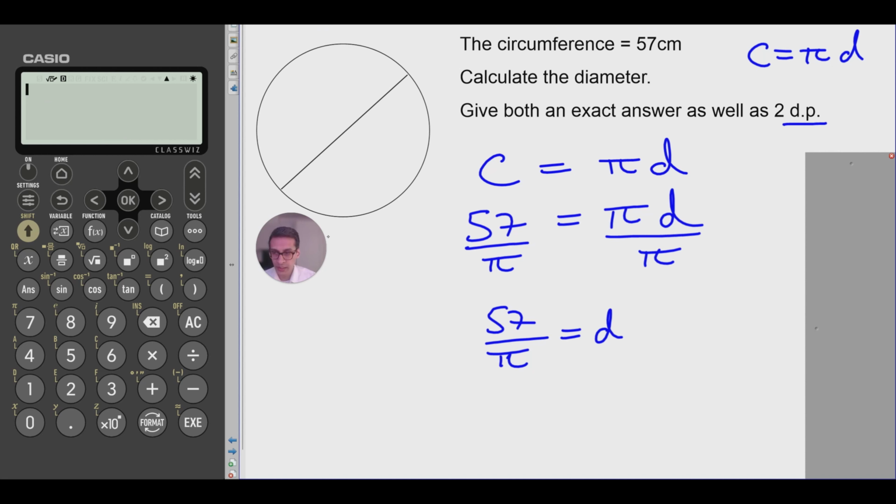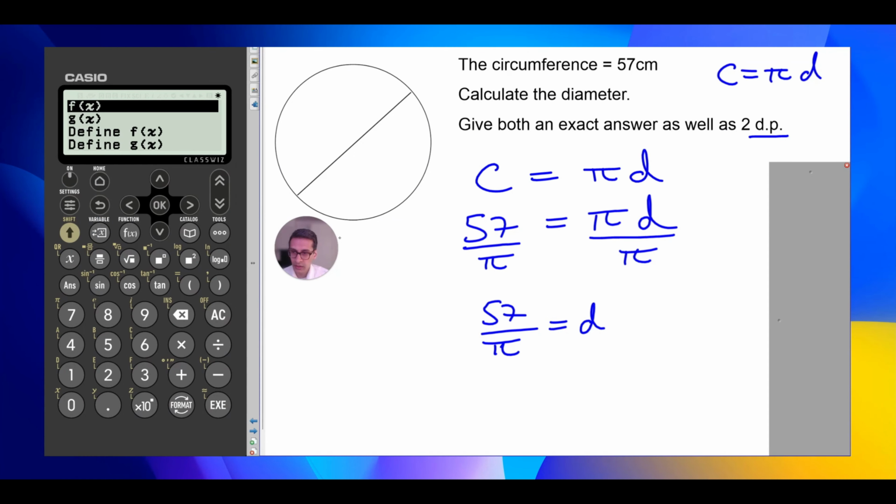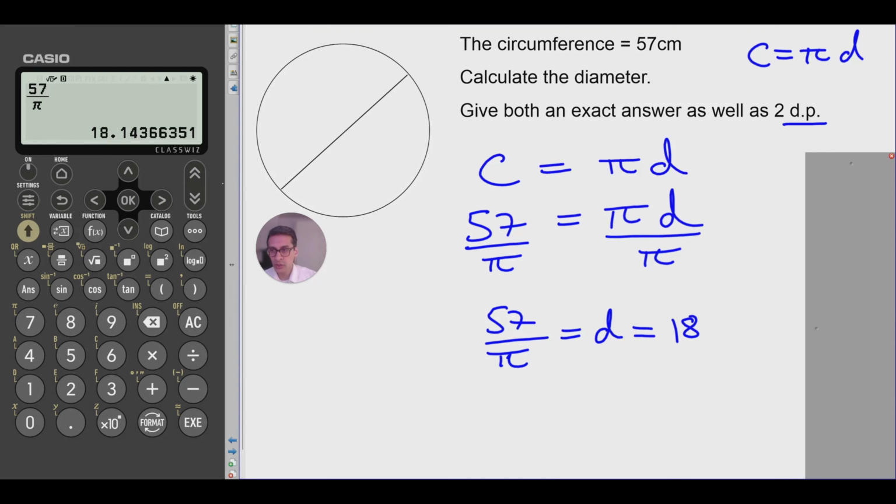So we're going to put this on a calculator, press the fraction button, and then 57 over shift 7, because that gives you pi. Oh, it's already given it to you as a decimal, so in this case that's equal to 18.14. Now this is to 2 decimal places, so the 1 4 is going to be our 2 decimal places. Because the digit after is a 3, we don't need to round it up. And then don't forget units, this should be in centimeters. So the two answers are 57 over pi centimeters or 18.14 centimeters.